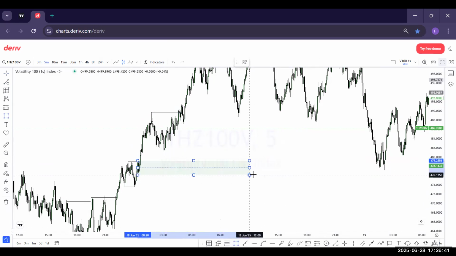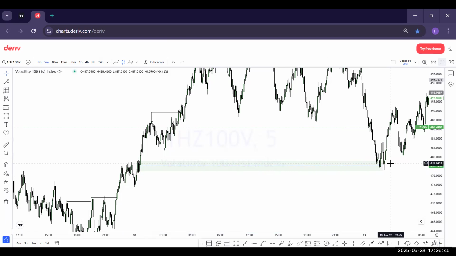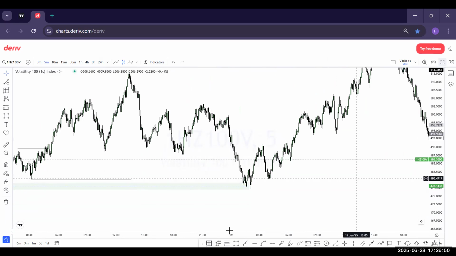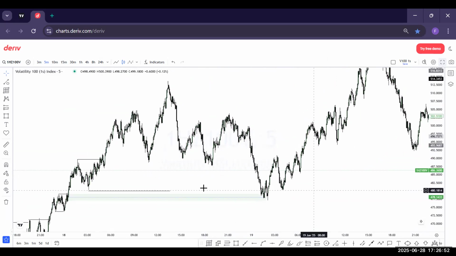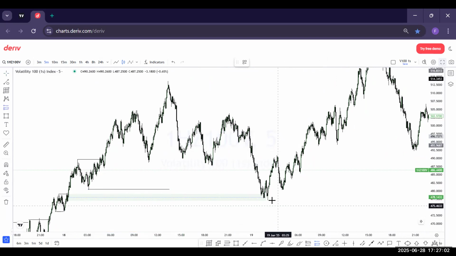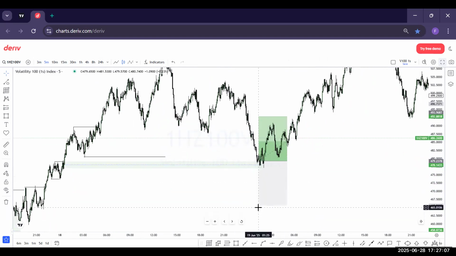So here is the proximate demand zone. Like I said, when price enters a particular demand zone, let me reduce this for clarity. When price enters, takes out any inducements and you have a demand zone, take advantage of the nearest point of interest. So what you do is you enter from here. This is an A plus setup.